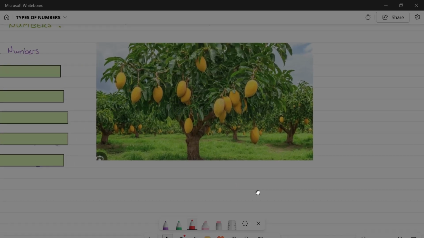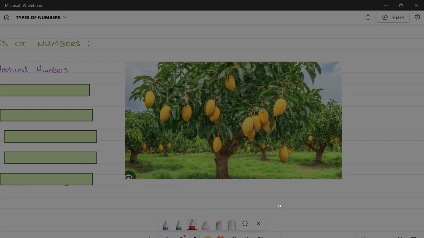So suppose I ask you to count the number of mangoes on this tree. You might say one, two, three, four, five, and so on. So the numbers we use to count with, one, two, three, four, five, and so on, continuing onwards, are called our counting numbers.